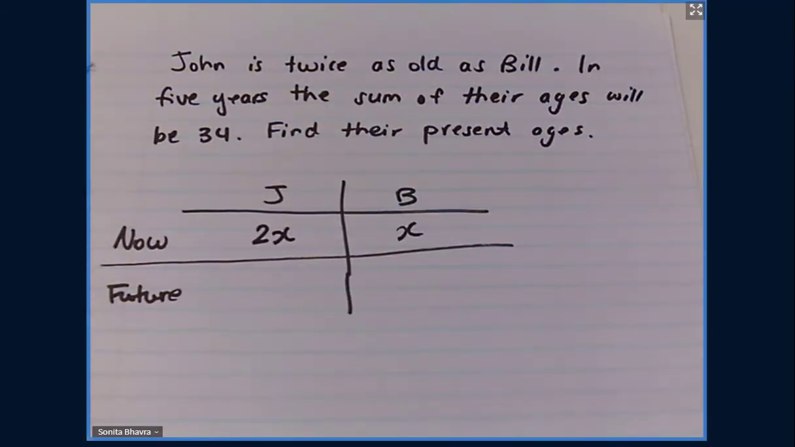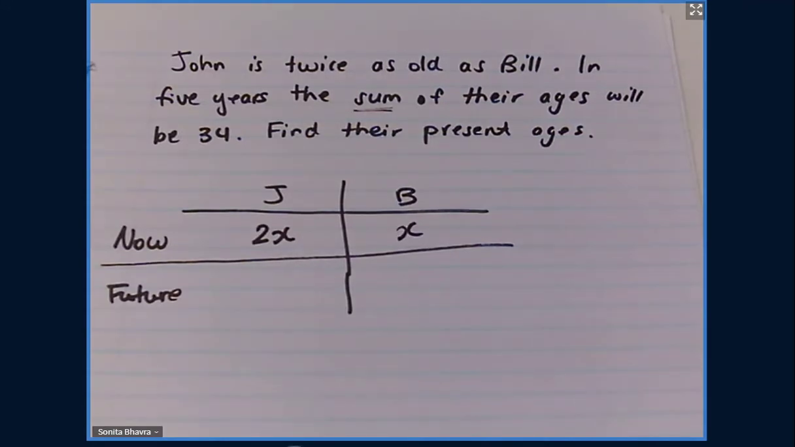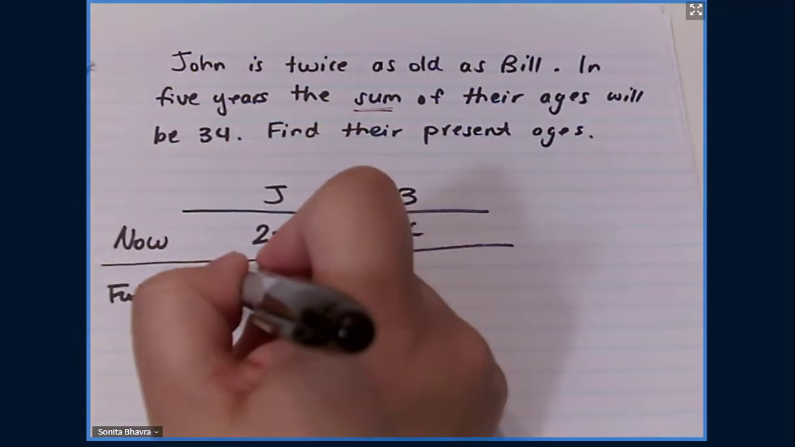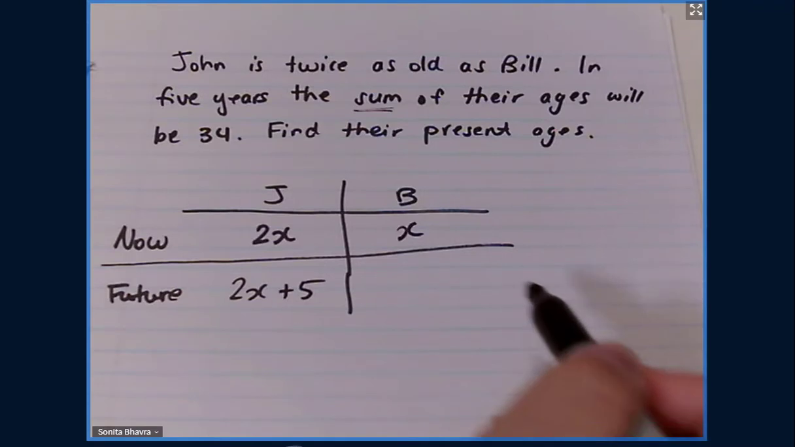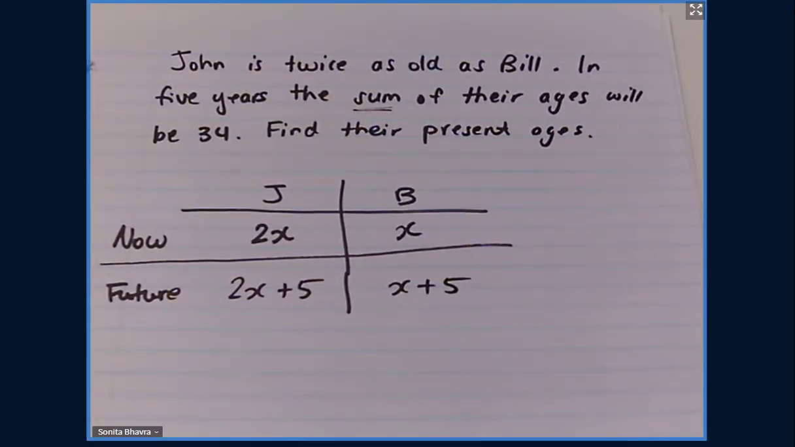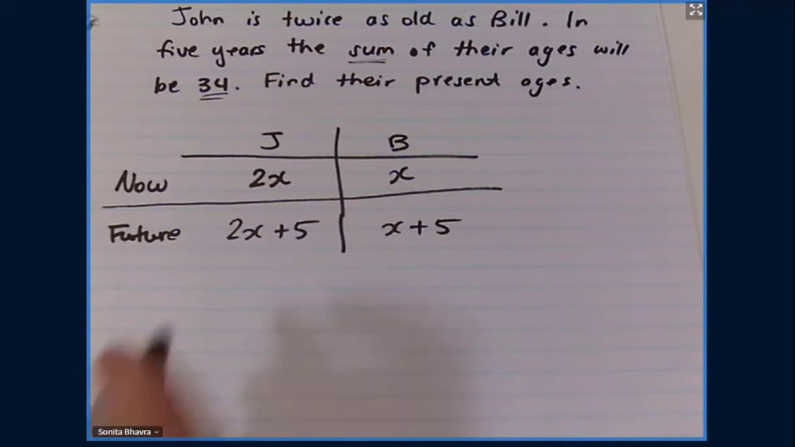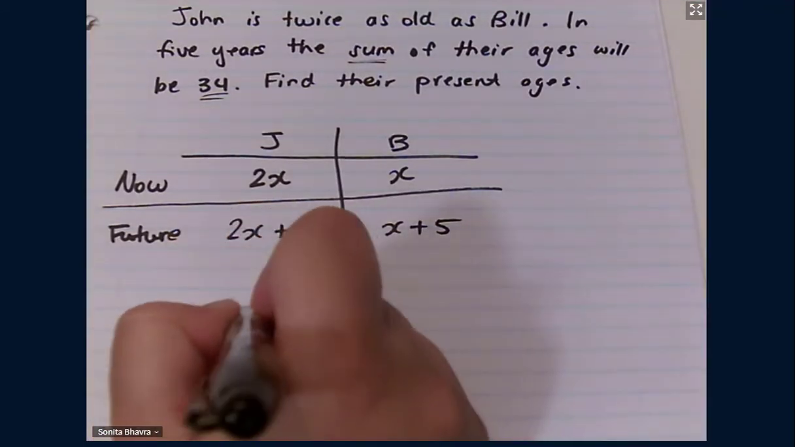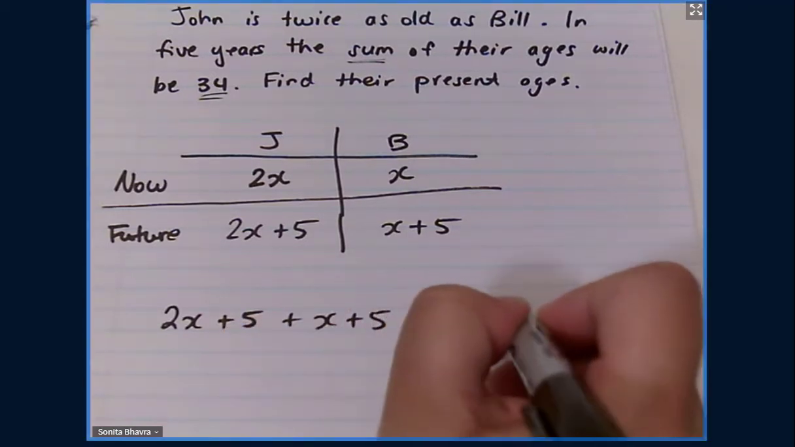In 5 years, the sum of their ages. So the sum, that means adding them together, and that's in 5 years. So in the future, it's going to be 2x plus 5 and x plus 5. All right, and if we add them together, we know that the sum is equal to 34. So 2x plus 5 plus x plus 5 is equal to 34.